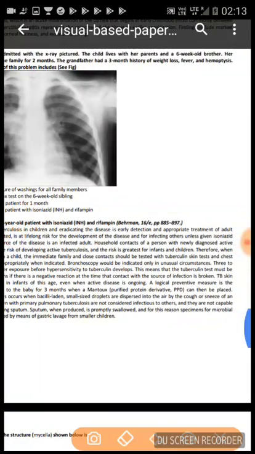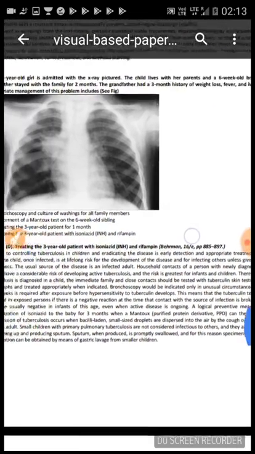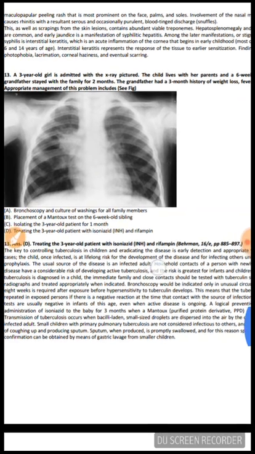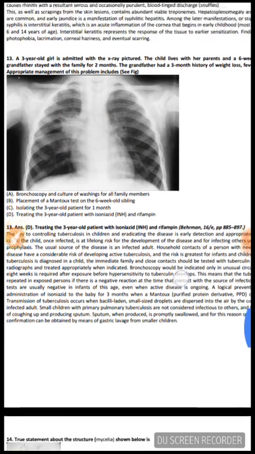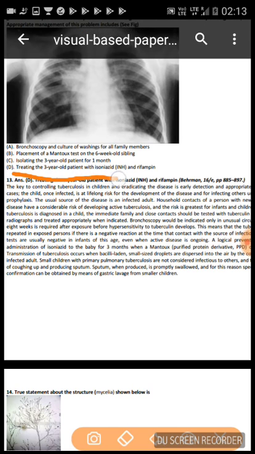See, all the characteristic features of tuberculosis you are finding here: weight loss, fever, hemoptysis. The child has a history of exposure to a tuberculosis patient, and on X-ray you can see characteristic lesions, scotch spots on the X-ray.